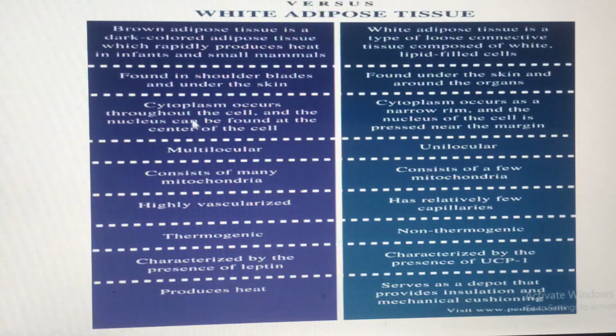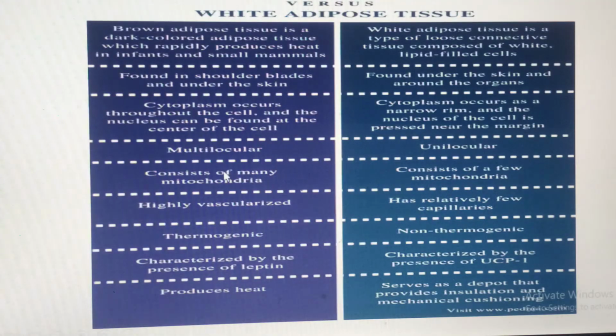Then we said that cytoplasm occurs throughout the cell, and the nucleus can be found in the center of the cell. Usually during development it can be found over there, but as several droplets of fat accumulate in the brown adipose tissue, they tend to push it peripherally. For the nucleus in unilocular adipose tissue, it will be pressed towards the peripheral aspect, because there is a single droplet of fat to push it to the periphery. Then we've seen it: brown adipose tissue is multilocular, several droplets, and unilocular in the case of white adipose tissue.